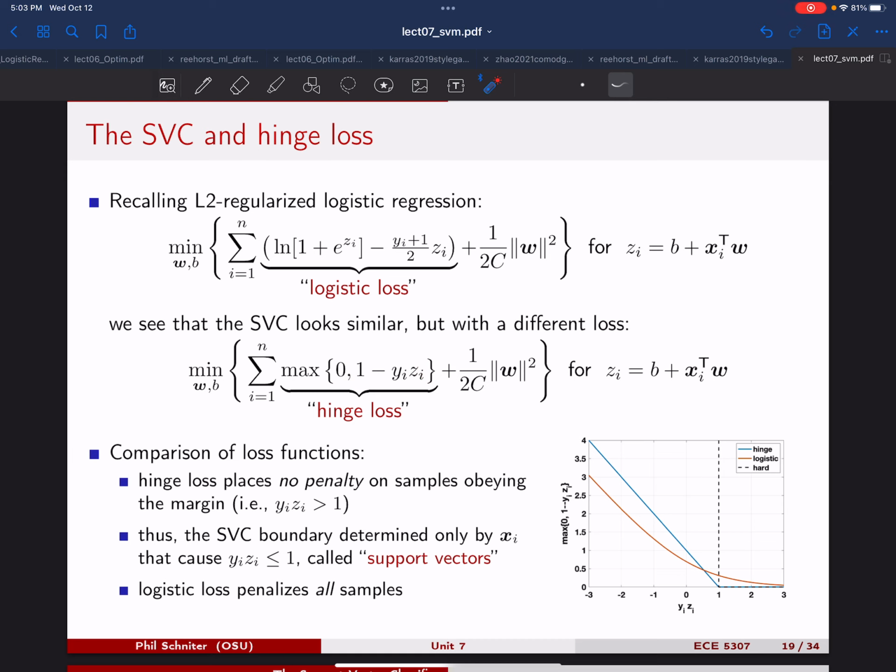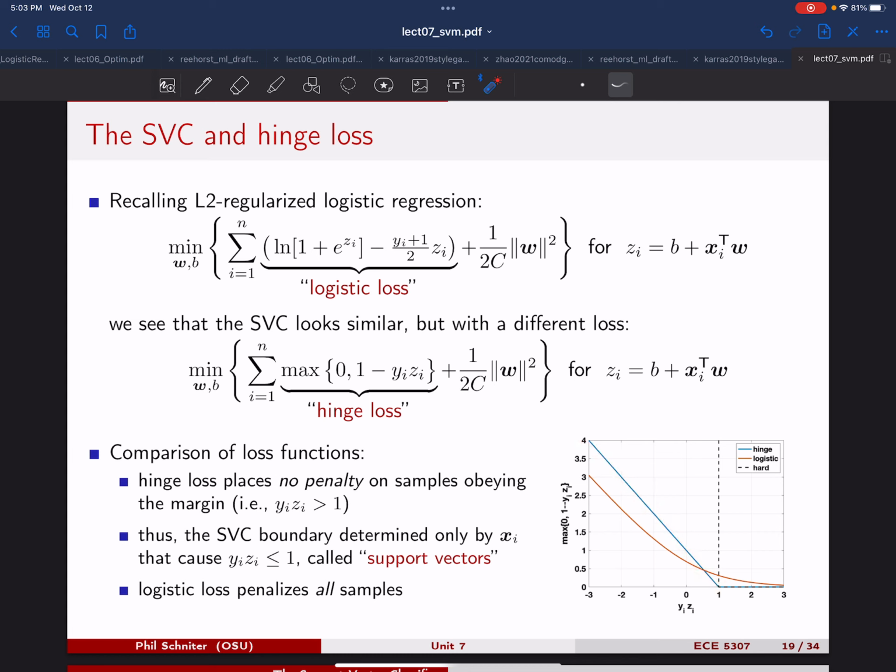And as this quantity grows negative, that means we start to be in the street, and this term just grows linearly from that point on. Okay, so the farther it is from the good edge of the street, the bigger and bigger weight we place on that sample. That's reflected by this line. So that's what's known as the hinge loss.